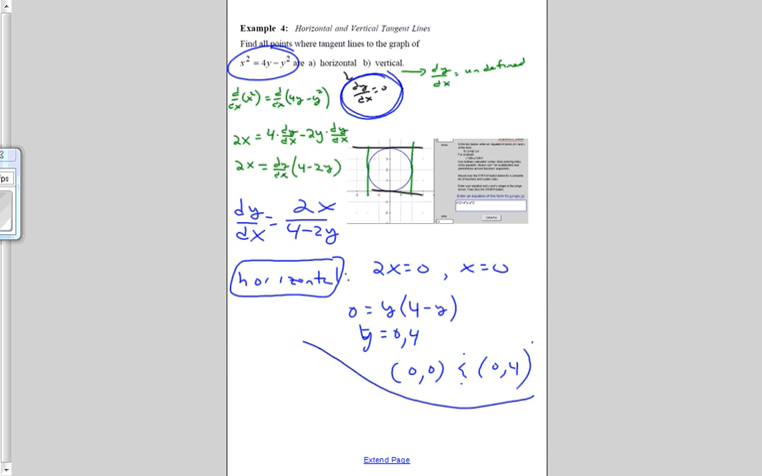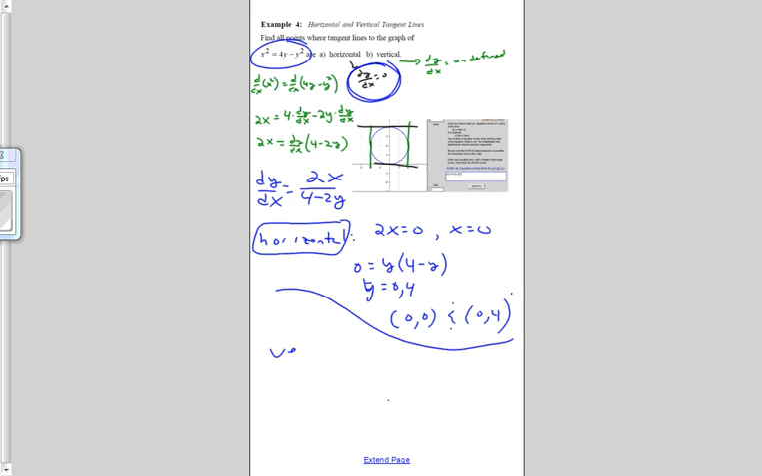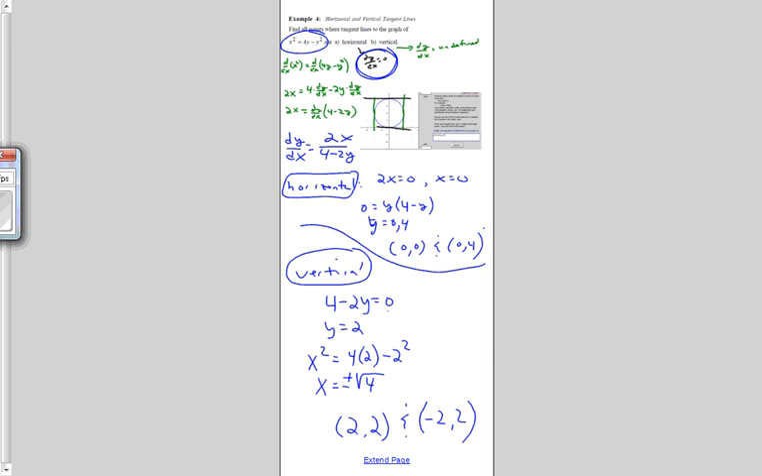And for it to be vertical, the denominator would have to be 0. So we set the denominator to 0, because that would make my slopes undefined. We find out that y equals 2. We substitute that into the original equation to find out what x equals. And then x is plus or minus root 4. So we're going to have vertical tangent lines at (2, 2) and (negative 2, 2). And that corresponds to what we see there. So there we go.